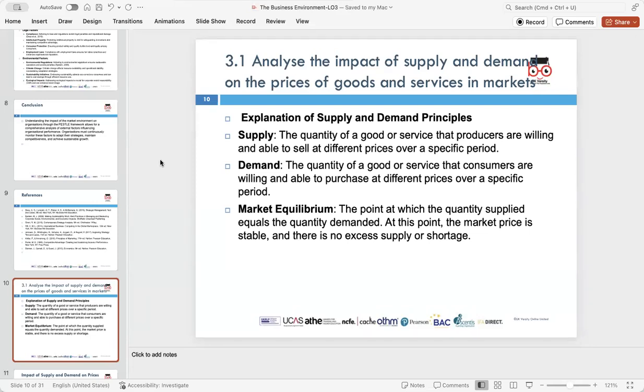Then market equilibrium. The definition: market equilibrium is the point at which the quantity supplied equals the quantity demanded. So at this point, the market price is stable and there is no excess supply or shortage.